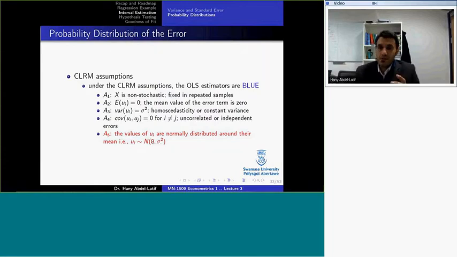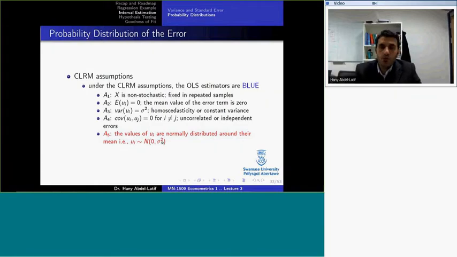If you remember, we assumed that the expected value of the error term, that's the second assumption, equals 0, and the third assumption was that the variance of the error term is homoscedastic, or constant, which we denoted by sigma squared. So 0 here is the expected value of the error term, the mean, and sigma squared is the variance of the error term, which we assume to be constant.